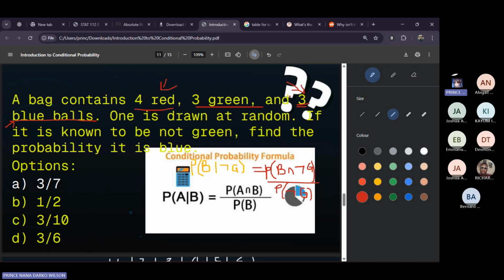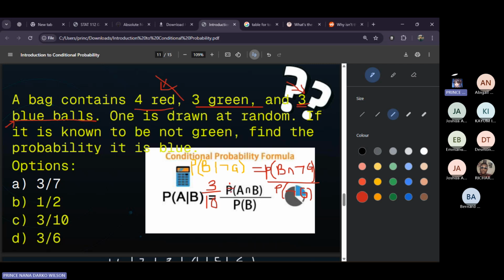But in the question, we want an intersection of those. We want the numbers that are blue and at the same time not green. That means it doesn't apply to the reds. It only applies to the blue balls. So blue intersection not green is the number of blue balls that are not green, which is literally the number of blue balls, 3. And then over the total number of balls that are there. 4 plus 3 is 7. 7 plus 3 is 10. So the probability of blue and not green is 3/10. Now we divide that, that's our intersection.